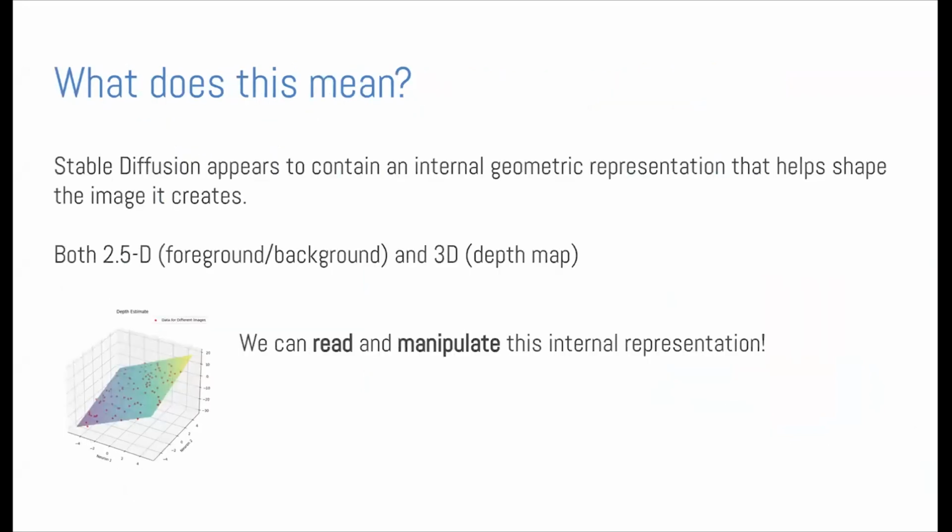Okay, so what does this mean? Basically, once again, what we found, as with the Othello example, is that Stable Diffusion, this latent diffusion model, seems to contain an internal geometric representation. It's causal, it's helping the image it creates, and we can read and manipulate this internal representation.